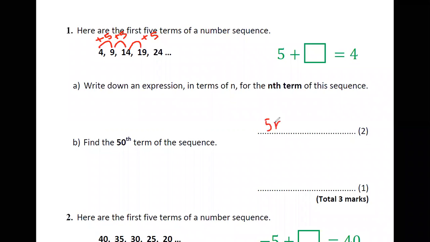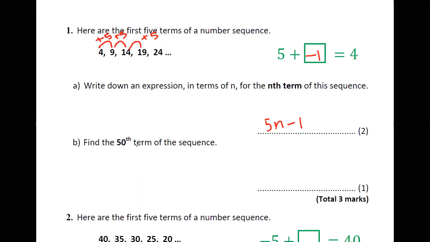5n. And then what else do I need to write other than 5n in the nth term? I have to write 5 plus a box equals first term, which is 4. So what can I add in 5 to get to 4? I can see that it has to be -1. That's why my nth term is 5n take away 1.